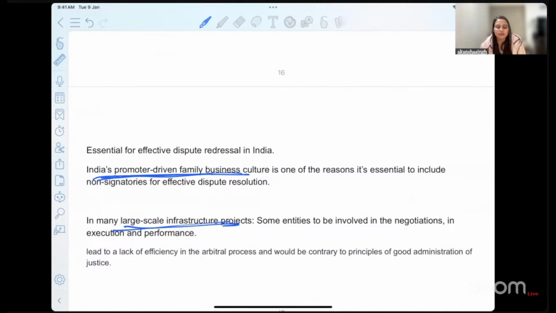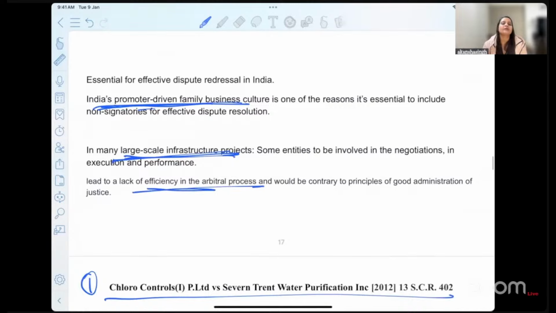So in that situation, and in cases where there are large-scale infrastructure projects, will it be essential that a third party who is helping in the performance, or in the execution of the entire agreement that exists between the two parties, should also be impleaded in the arbitration proceeding? Even though they have not signed it, it will be important, because we want an efficient arbitral process.